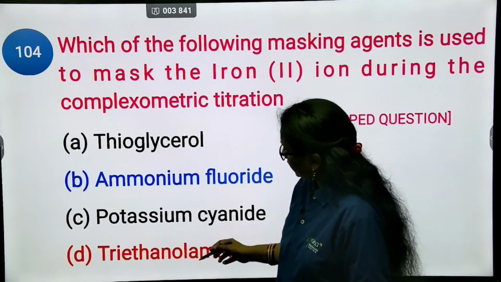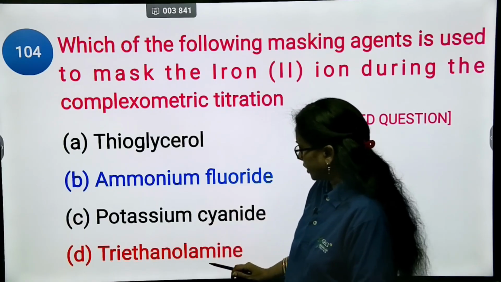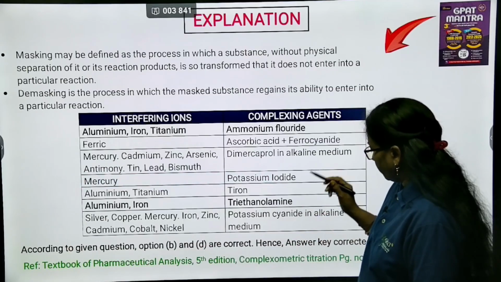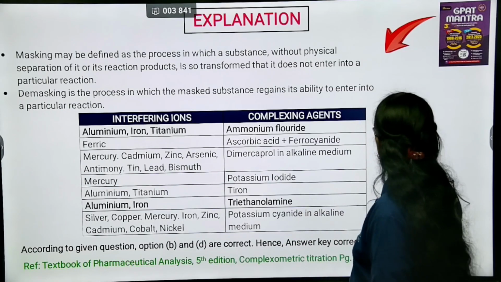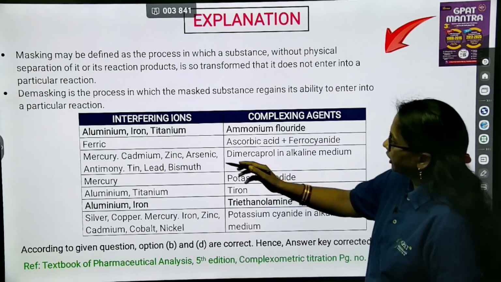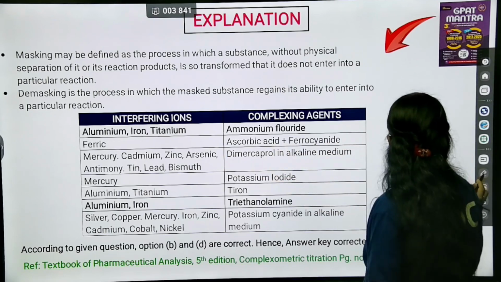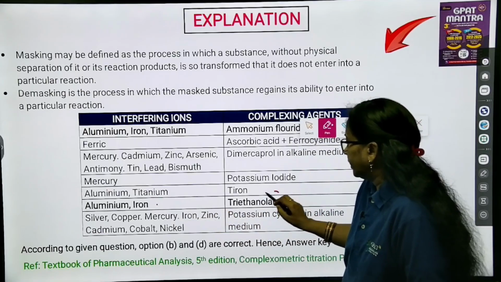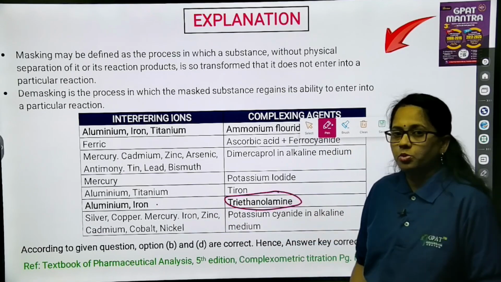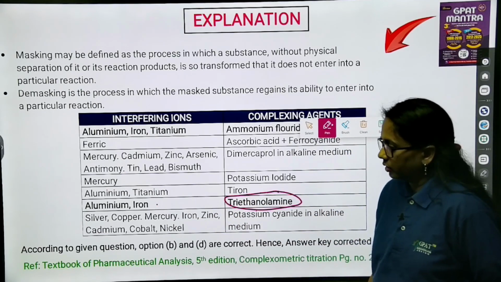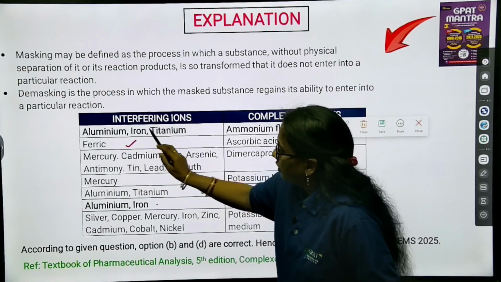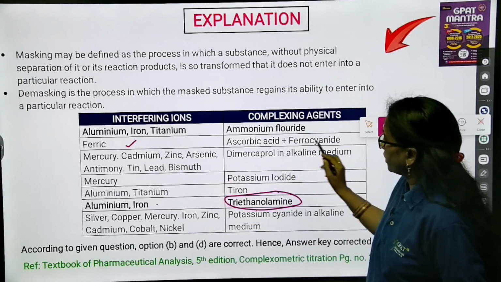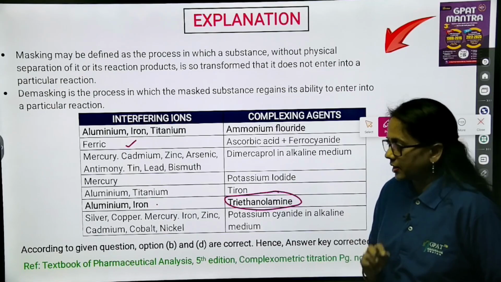But let us see the other options: thioglycerol, potassium cyanide and triethanolamine. If you observe this table, aluminum, iron, titanium are there, then ammonium fluoride we can use, as well as aluminum and iron, then triethanolamine can also be used as a masking agent. And for ferric containing compounds, you can use ascorbic acid and ferrocyanide as the masking agents.